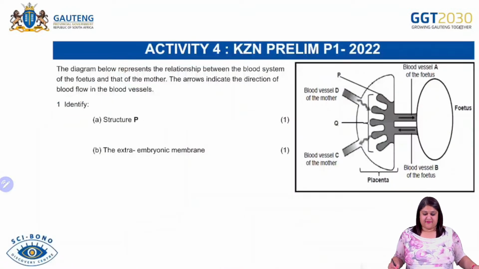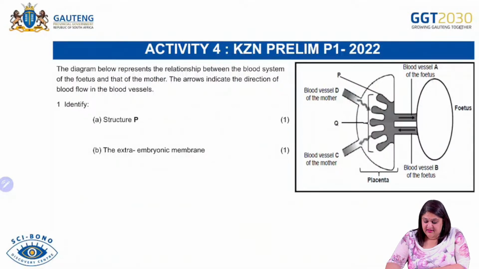Let's go through a question. The diagram below represents the relationship between the blood system of the fetus and that of the mother. The arrows indicate the direction of blood flow in the blood vessels. Right, so this looks like a complicated diagram, but let's just have a closer look at it so we can see what is happening here.